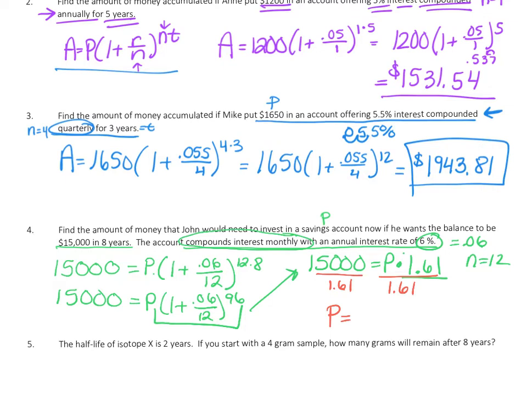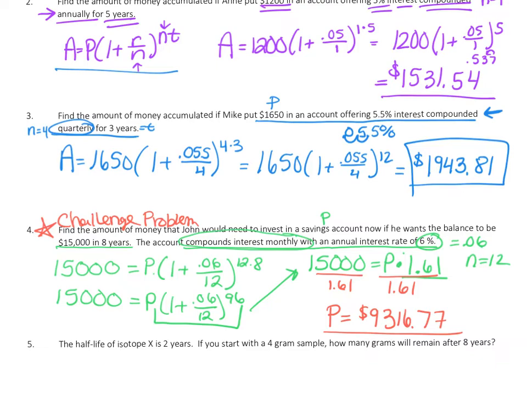If I want to start off or end with $15,000, it means I need to start with the account having $9,316.77. This one was a little bit tougher, so if this one was hard for you, that's okay. This is more like a challenge problem. So if this one was a little bit harder for you, that's okay.